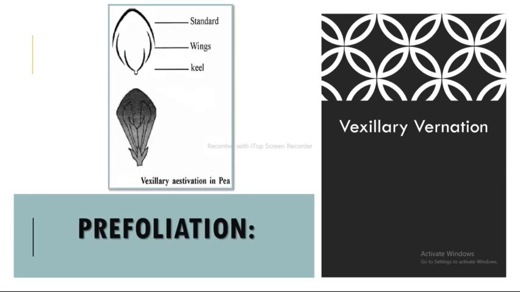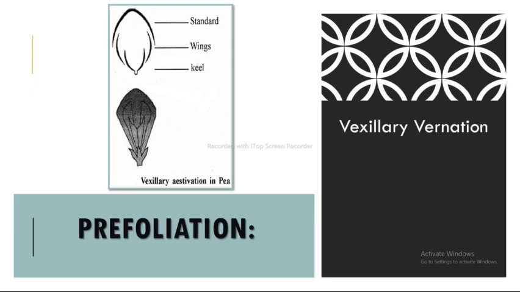So again, this is the Vexillary Vernation. It is also known as the papilionaceous or descending imbricate vernation. In this type, the overlapping of petals starts from the posterior end towards the anterior side, and it includes such flowers in which the odd posterior petal intersects the margin of two lateral petals.